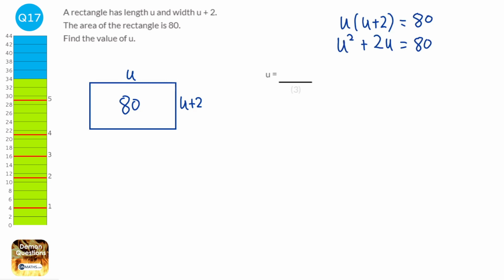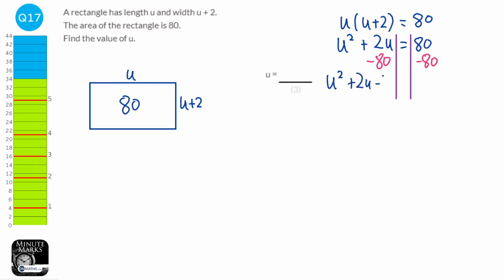And what we're going to do is put everything to the same side. So all I'm going to do here is subtract 80 from both sides, and so we've got u squared plus 2u minus 80 equals 0.